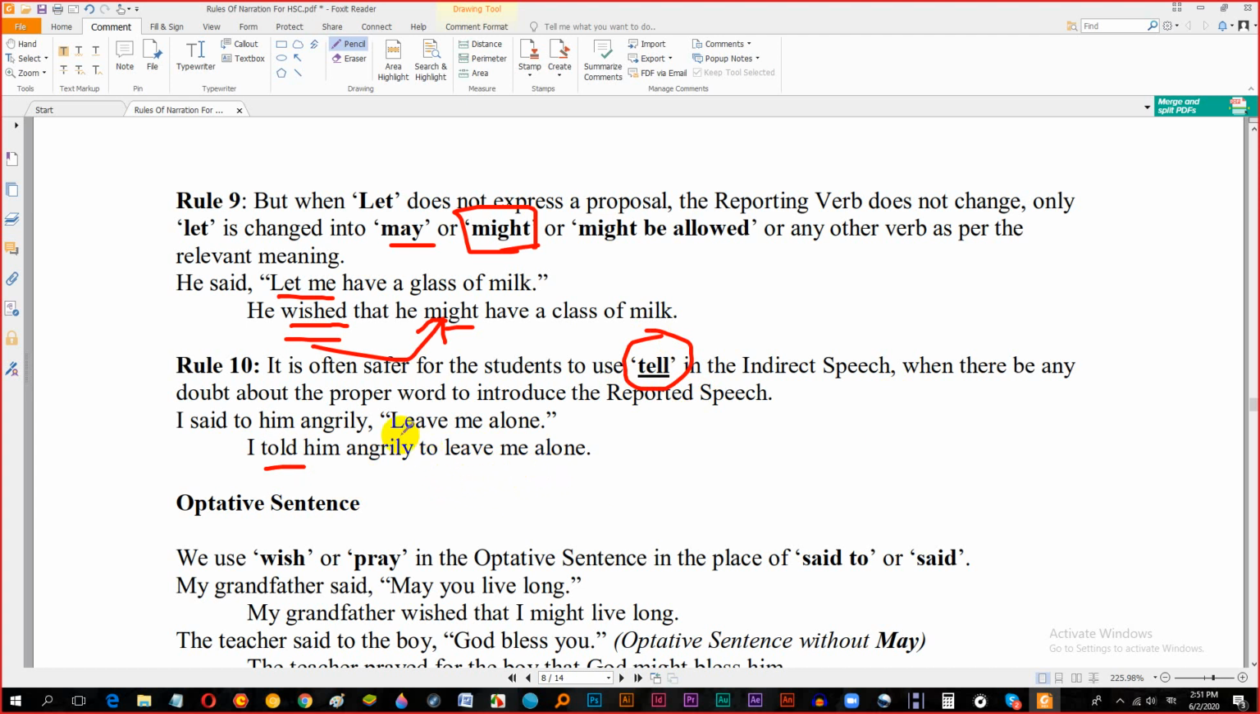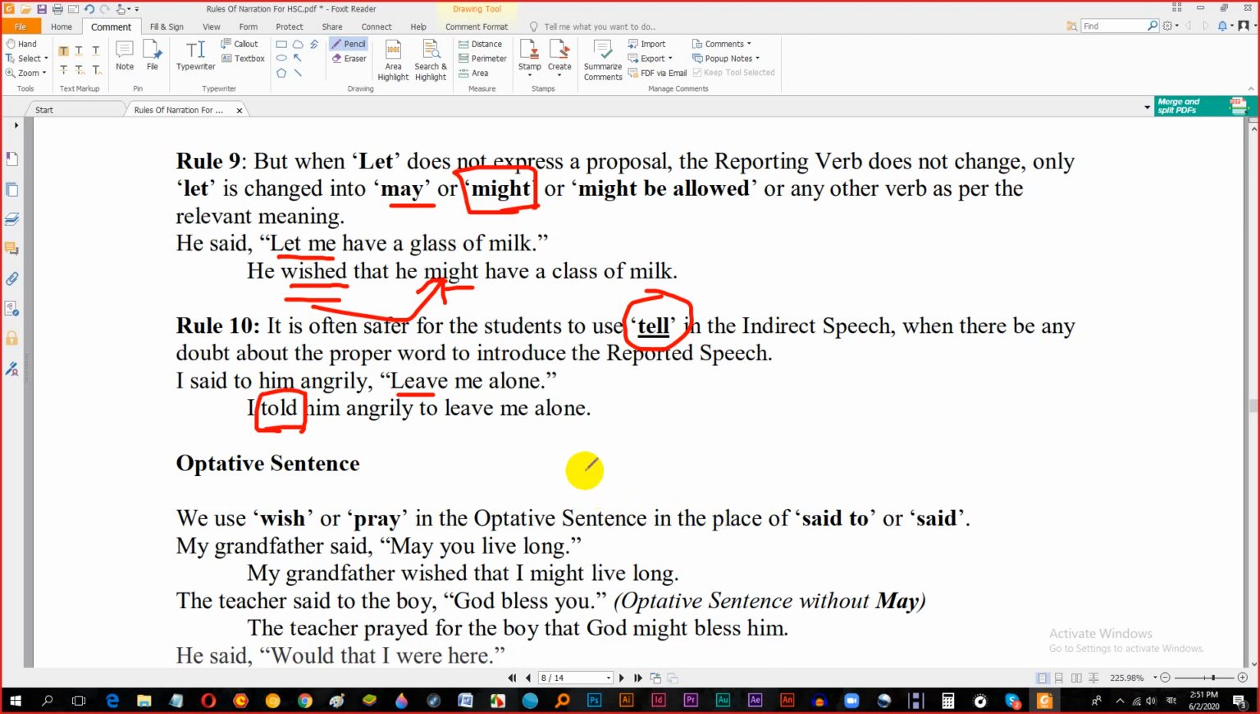Here it could be I proposed to him, or I ordered him. But it is better to use told most of the time. No need to use I ordered him to leave me alone or I proposed to him to leave me alone. We are confused here: is he ordering, or suggesting, or proposing, or advising? We know he is saying it angrily, but the tone is not clear. So we should use told here.